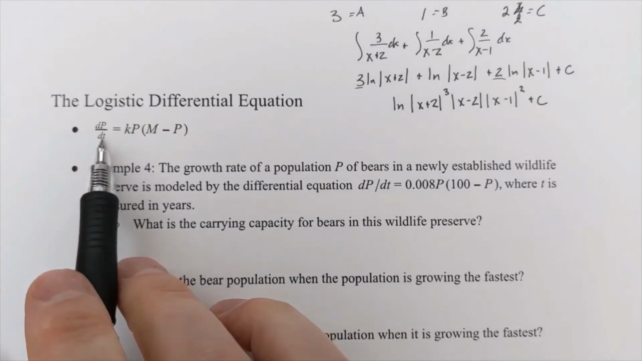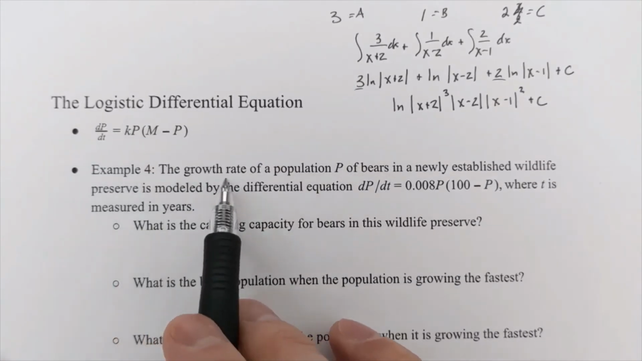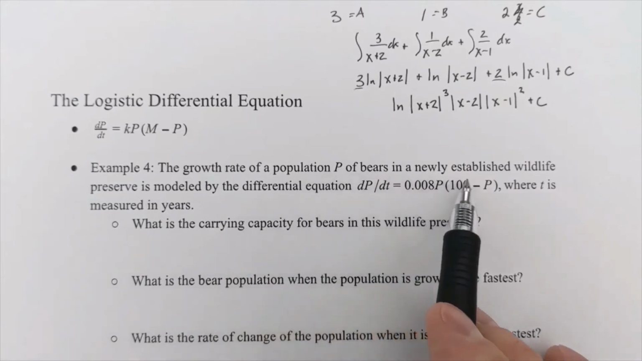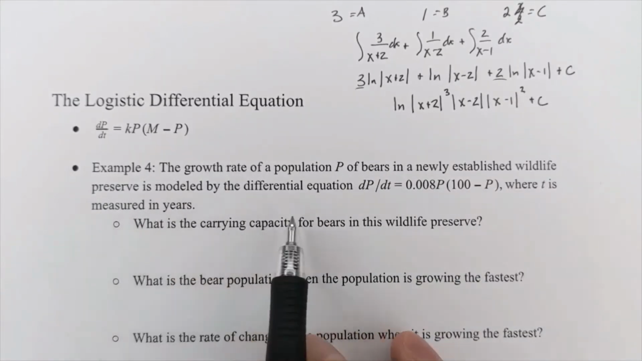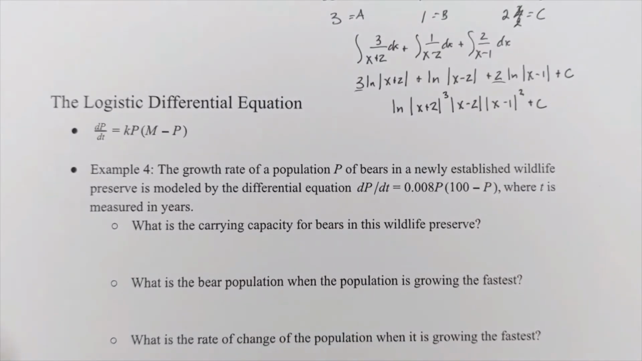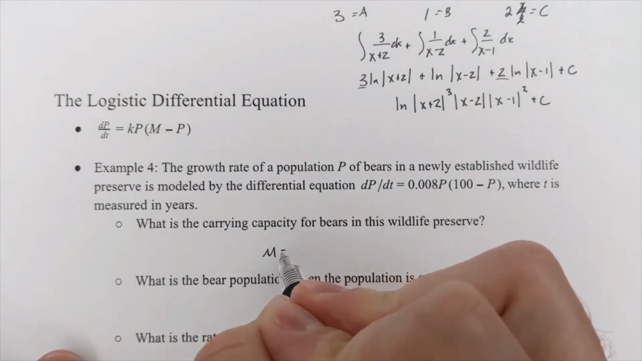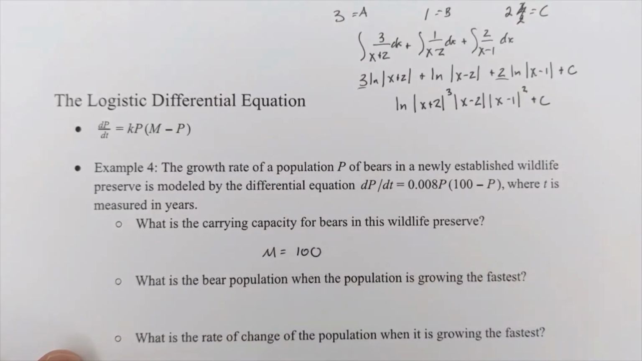So dP/dt is kP times M minus P. The growth rate of population P of bears in a newly established preserve is modeled by the differential equation, where t is measured in years. What is the carrying capacity? So in that formula, P is the current population, k is some constant, and M is what's referred to as the carrying capacity. So the carrying capacity for the bears is the M value, so that is 100 bears.